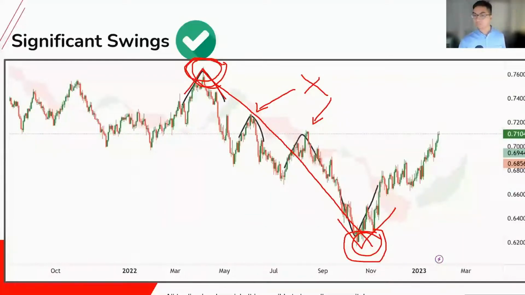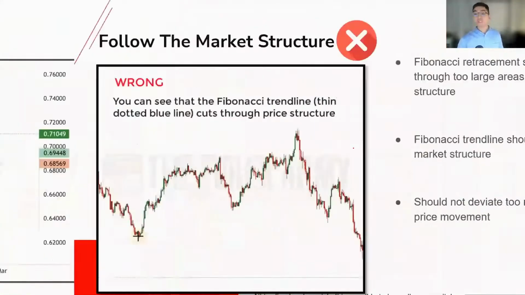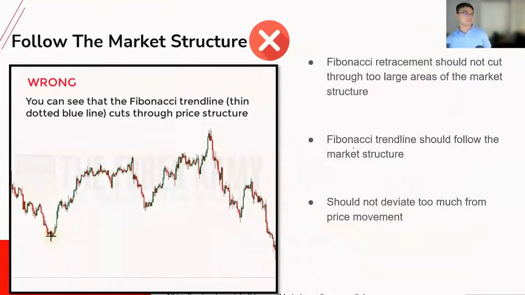Okay, next, let me move on. Next, following the market structure. For the Fibonacci retracement, here's an example of how not to draw a Fib retracement trend line. Your Fibonacci trend line must follow price structure clearly.